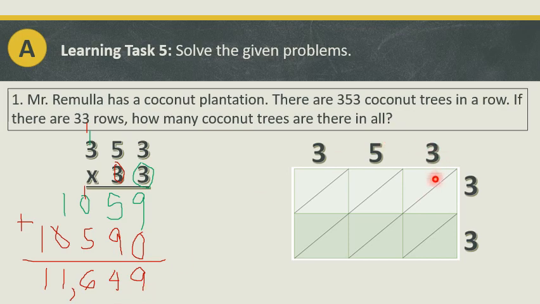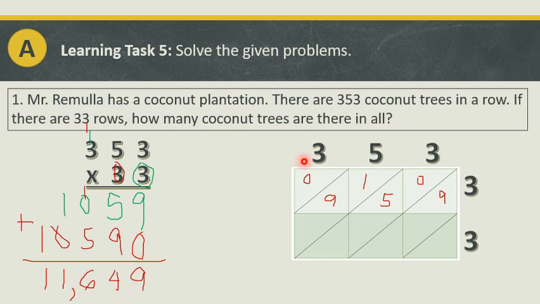So, dito naman tayo. So, magsisimula ako dito sa kanan. So, 3 times 3 is 9. So, ito ay 0, 9. Then, 5 times 3 is 15. So, ito ay 1, 5. Then, 3 times 3 is 9. So, ito ay 0, 9.